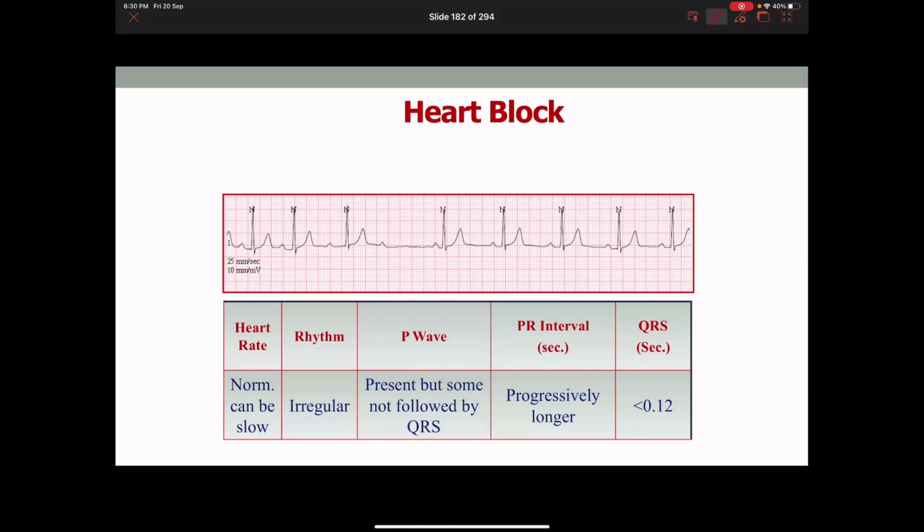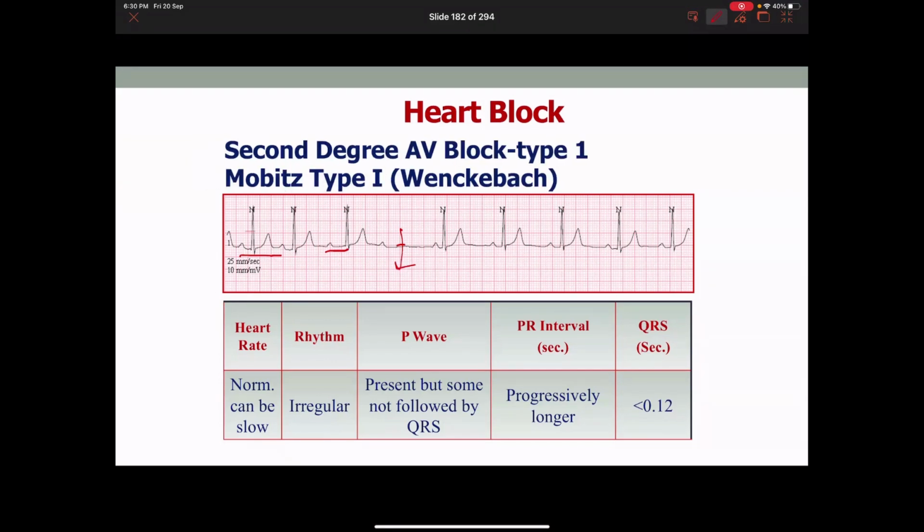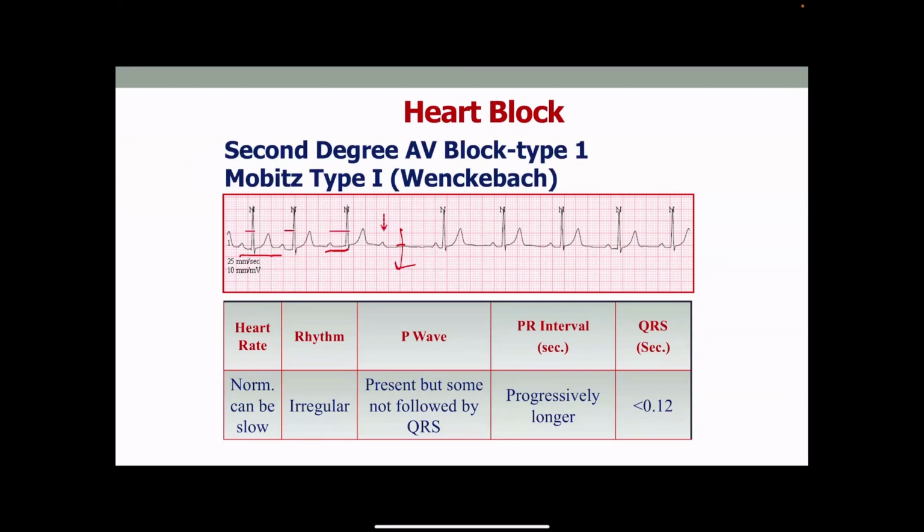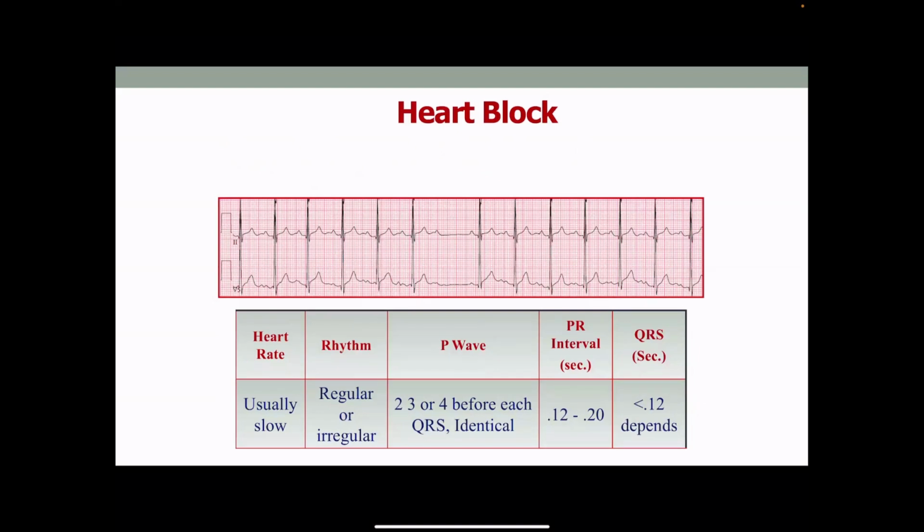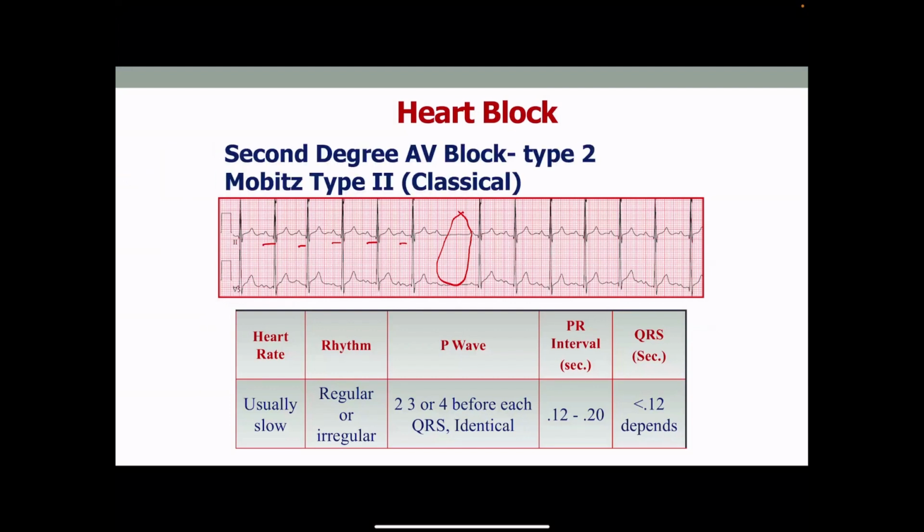Mobitz type 1. Exactly. So it's getting longer, longer, and longer, and then it drops a beat. Okay, what about this one? Mobitz 2. Okay, why? Because first of all, you have a beat drop here, so we know we're dealing with second degree. And then we check the PR. Is it fixed or not? It's fixed. So it's second degree type 2, or Mobitz 2.